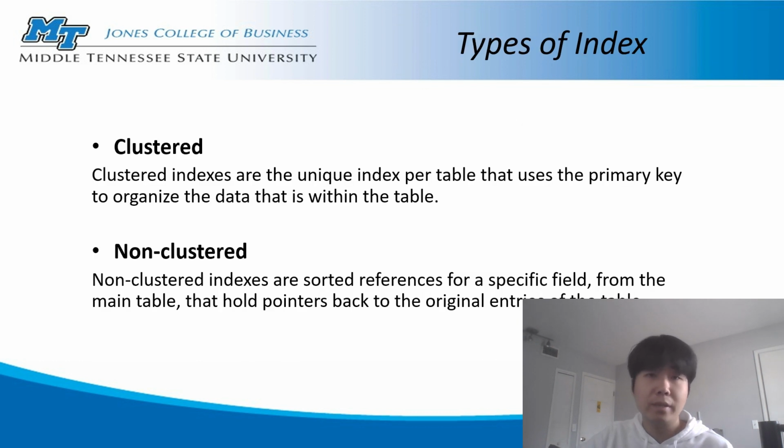So there are two main types of index. The first one is the clustered index. Clustered indexes are the unique index per table that use the primary key to organize the data that is within the table. Non-clustered indexes are stored references for a specific field from the main table and hold pointers back to the original entries of the table.